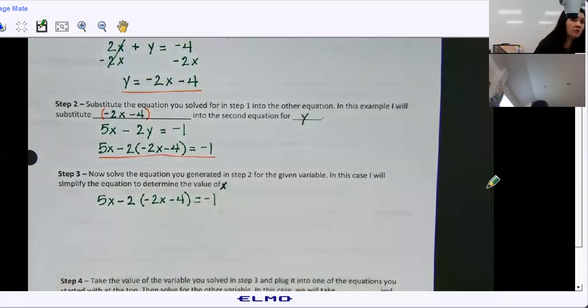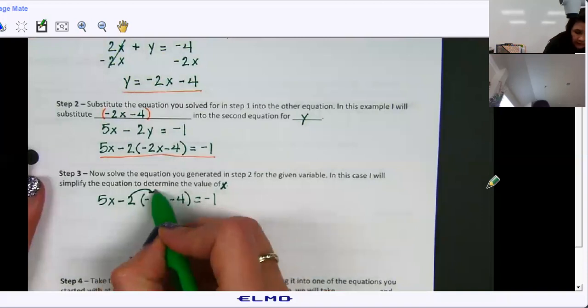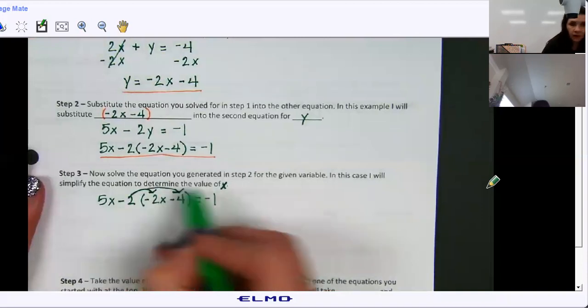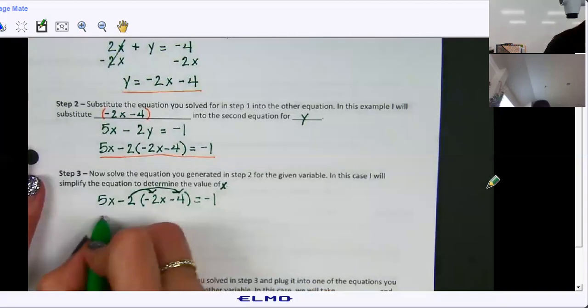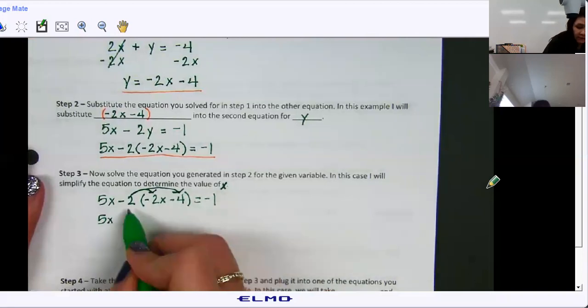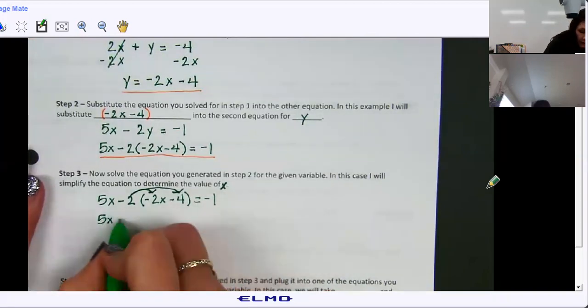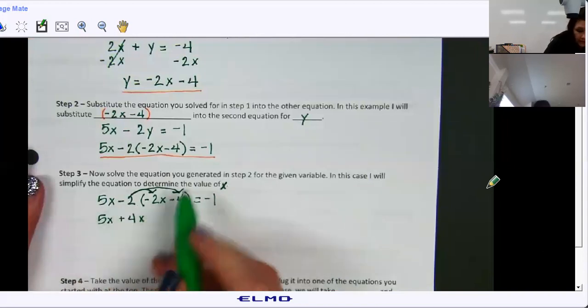And I'm going to start solving it. Now we're going back to the very first unit of our book where we had to solve lots and lots and lots of equations. This is a multi-step equation. So the first thing that I'm going to want to do is distribute my negative 2 to both terms inside of the parentheses. Okay. So stop me if you have a question or you need to process. Negative 2 times negative 2x is a positive 4x. And negative 2 times a negative 4 is a positive 8.